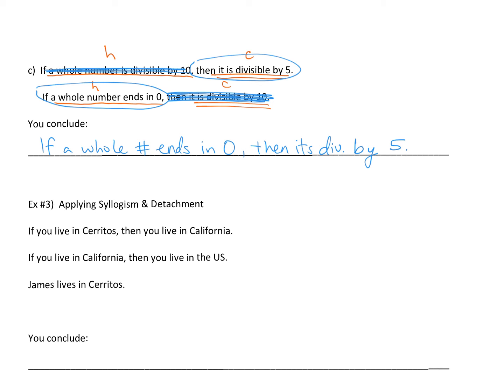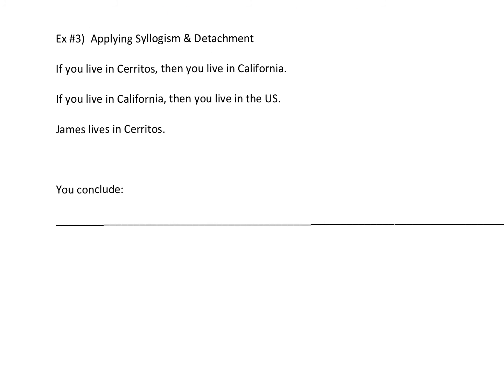Okay. Last thing. This one gets a little bit fancy. I'm going to see if you can figure it out on your own first, okay? There's 3 statements here, and you're going to use the law of syllogism and the law of detachment, and I'm not going to tell you what order to use them in. I just want to see if you can come up with what conclusion can be made here, okay? It says, if you live in Cerritos, then you live in California. If you live in California, then you live in the U.S. James lives in Cerritos. What can you conclude? Don't tell me. Work through it. See if you can figure it out. And then we'll talk about it.